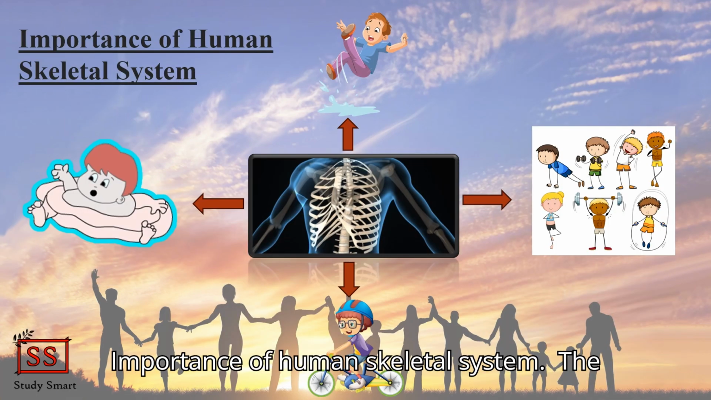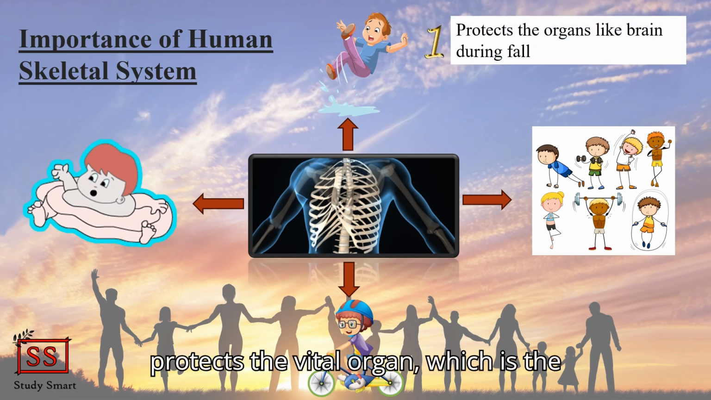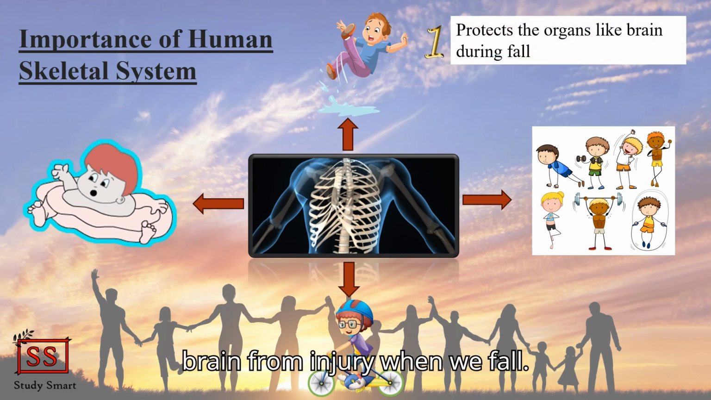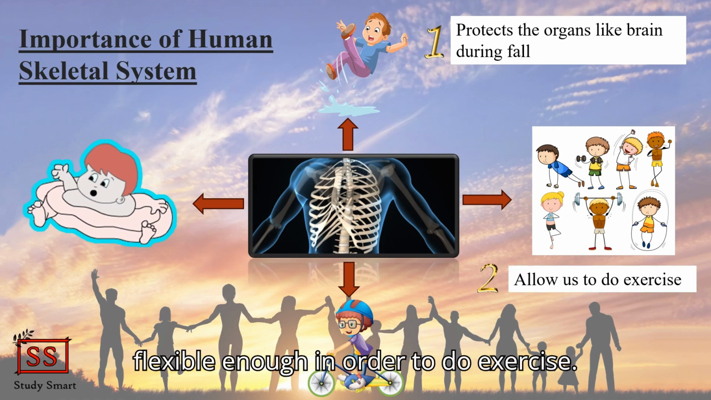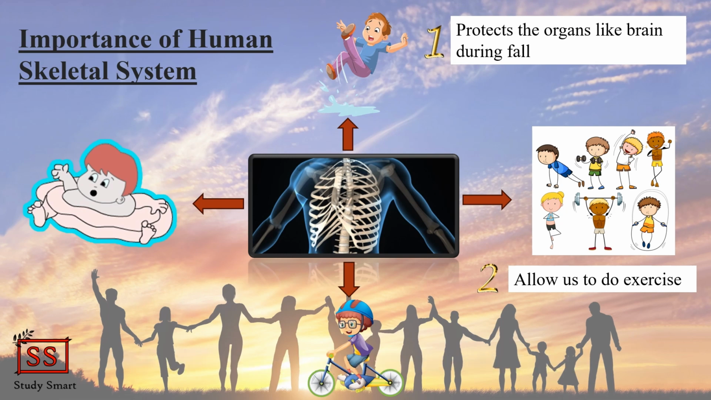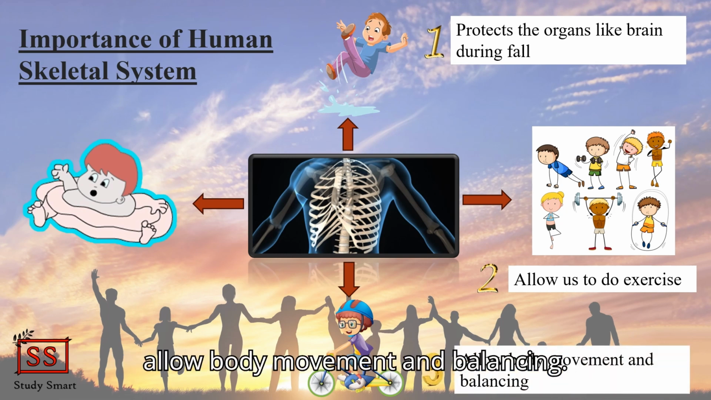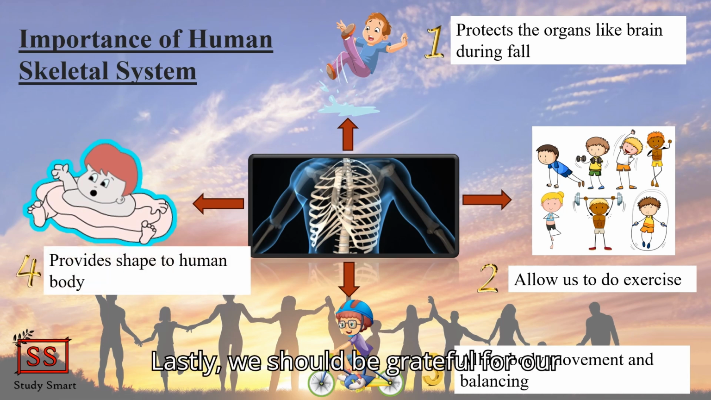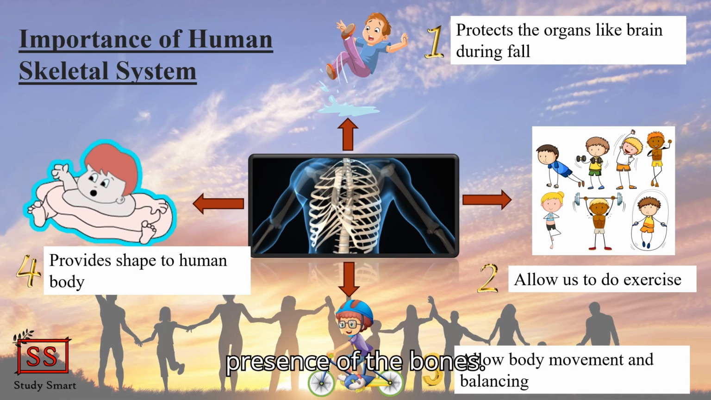Importance of the human skeletal system. The first is that the skull protects the vital organ, which is the brain, from injury when we fall. Secondly, bones and joints allow us to be flexible enough to do exercise. Other than that, the hand bone and leg bone allow body movement and balancing. Lastly, we should be grateful for our skeletal system as our body is able to maintain a decent shape due to the presence of the bones.